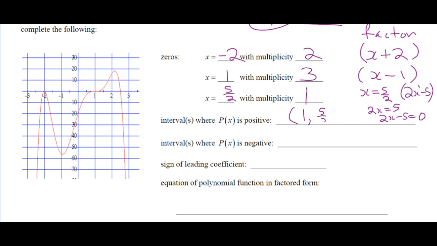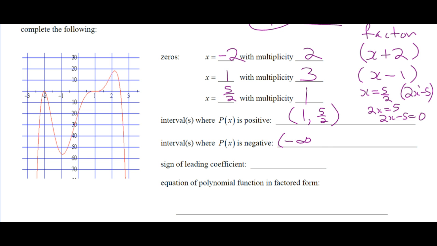Say 1 to 5 halves. Why am I using parentheses and not square brackets? It doesn't include 1, because what happens at 1? Then it's 0. Is 0 positive? Is 0 negative? No. So if it's positive, it can't include 1 or 5 halves. When is it negative? Well, here, but not here. And then here, but not here. And then here. Okay, so how do we say up to here, but not there?